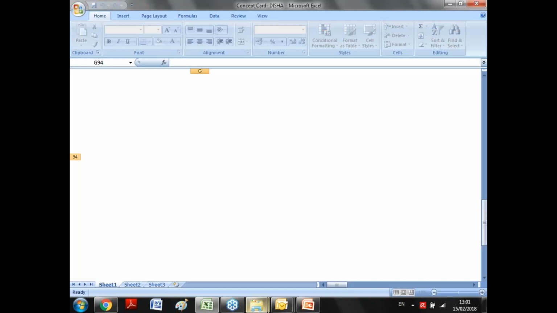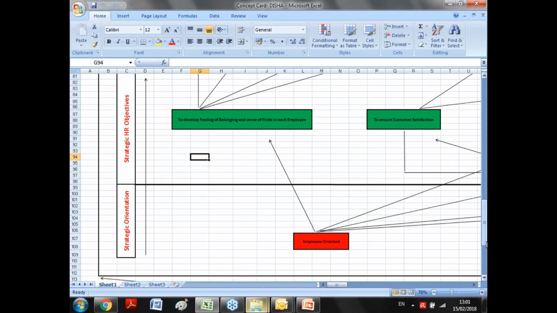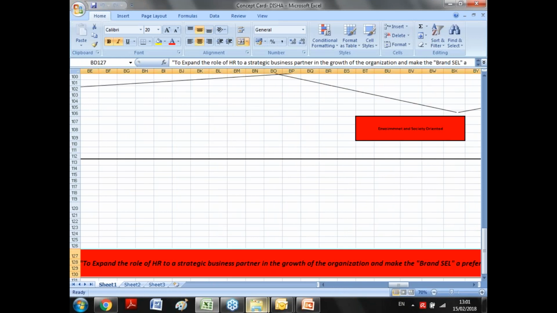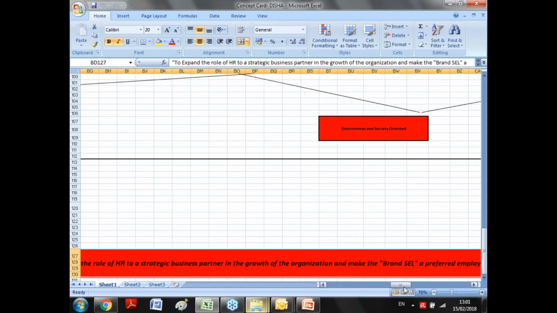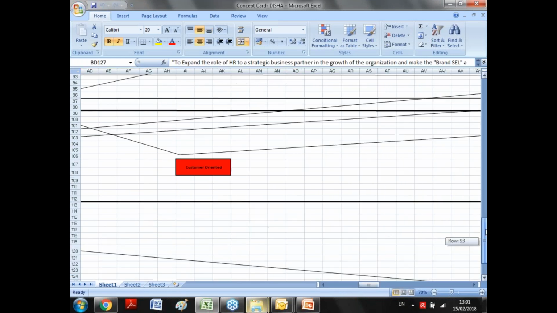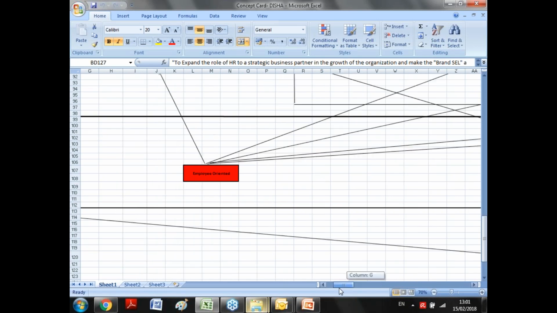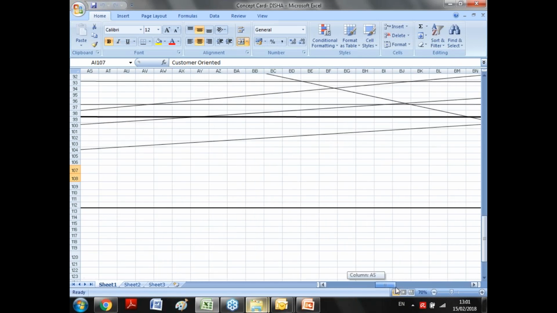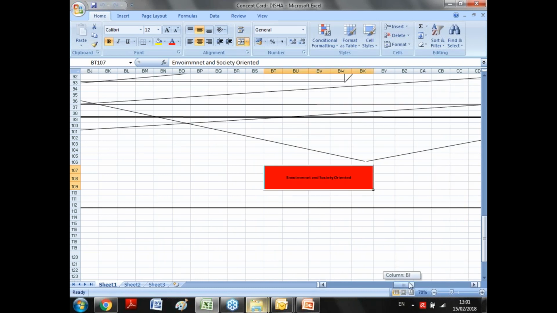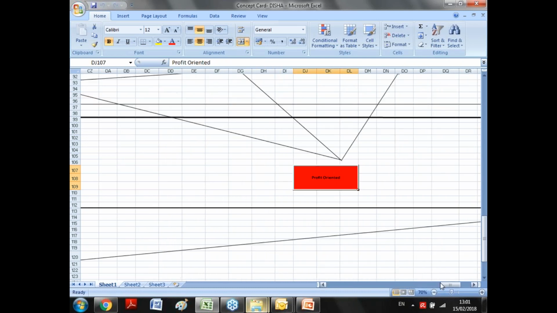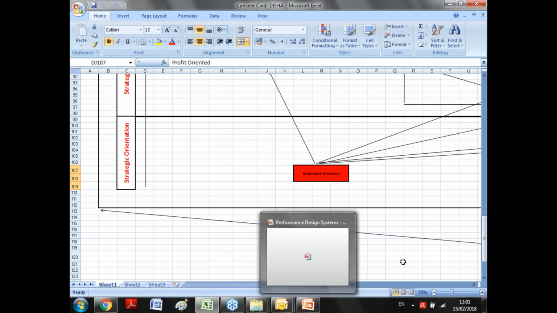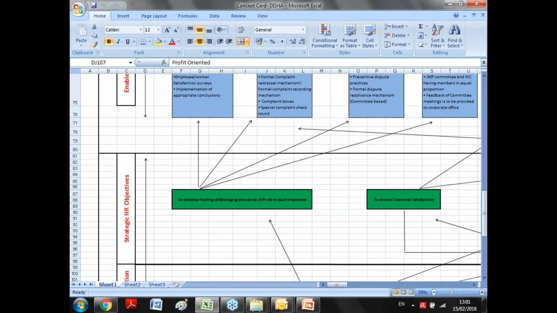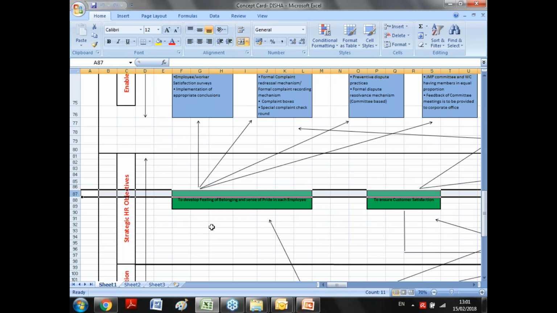These are a few Excel sheets I'll now be showing you. What we did was, this was the organization's vision statement, from which we were able to identify the strategic orientations of the organization that I was speaking about: environment oriented, customer oriented, profit oriented, employee oriented. And from strategic orientations, we derived strategic HR objectives, that is, what should be the objectives of the HR department.